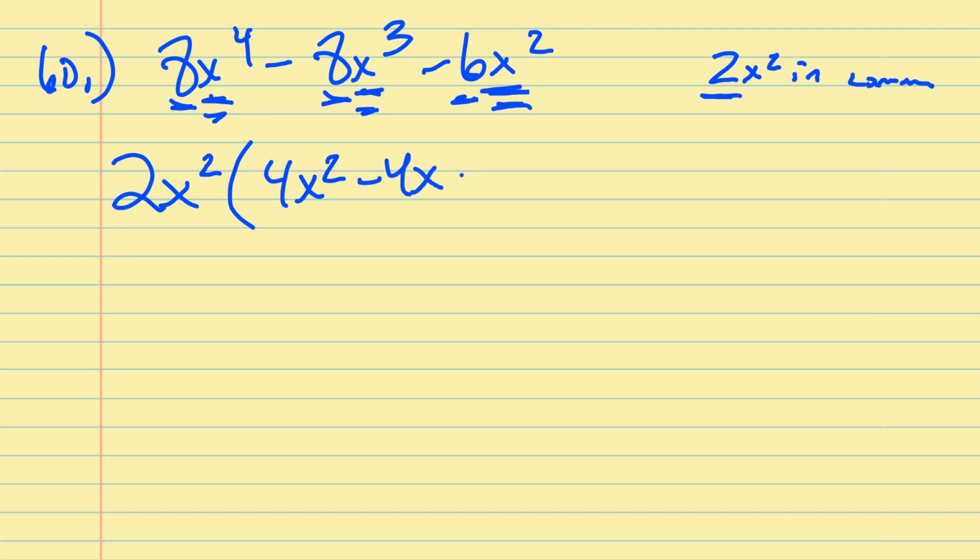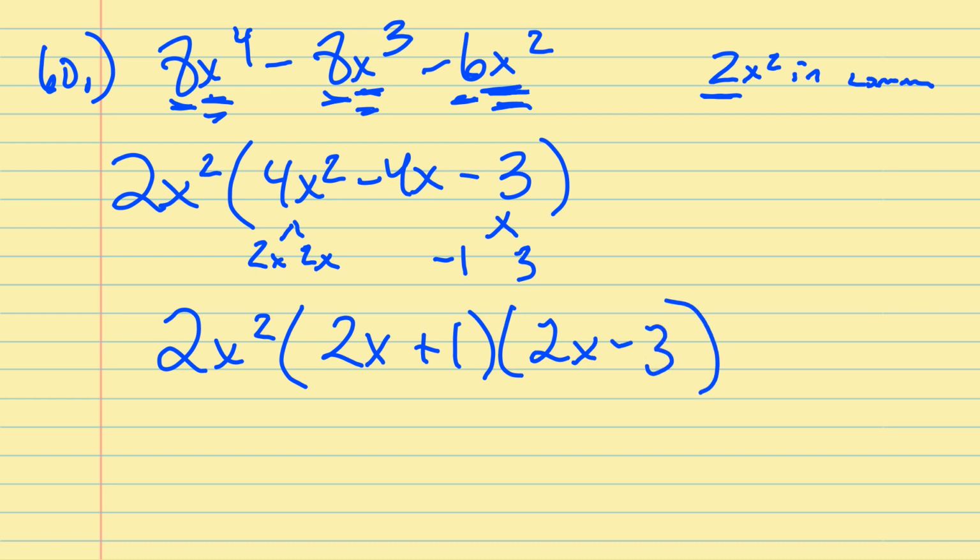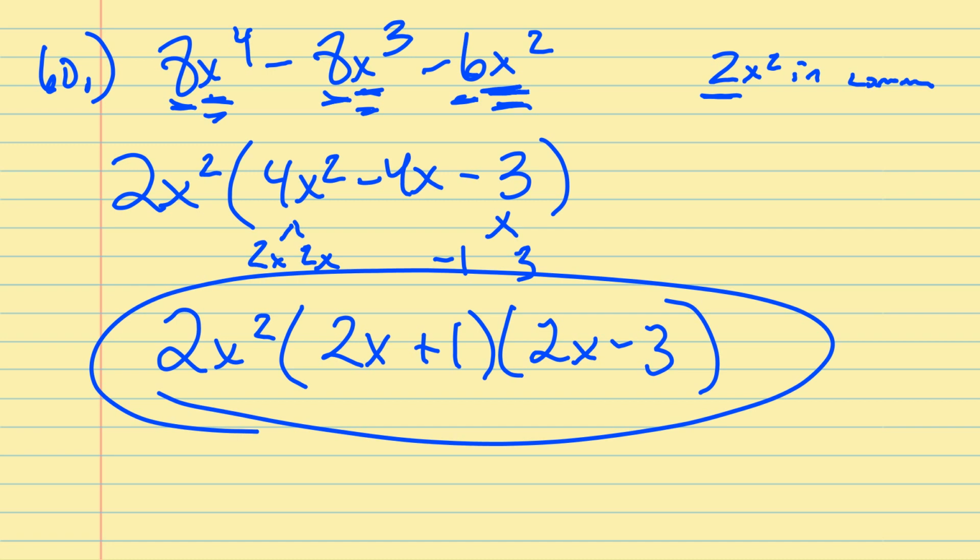minus 4x minus 3. Now I'm going to say, how do I get 2x squared? 2x and 2x. How do I get minus 3? Minus 1 and 3. So 2x, 2x, and I'm going to make it plus 1 and 2x minus 3, because when I did it first, I had the right number but the wrong sign. So I check it. It gives me minus 6x plus 2x. Together, that's the minus 4x that I need. So that's the right answer for 60.